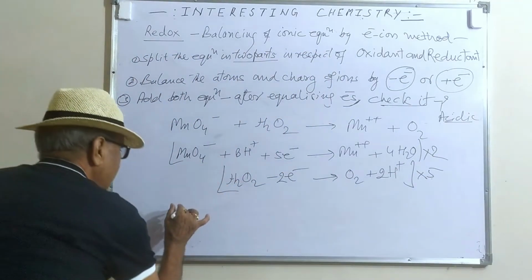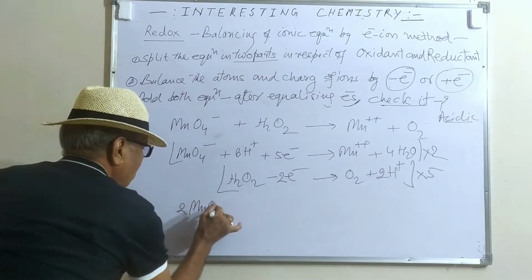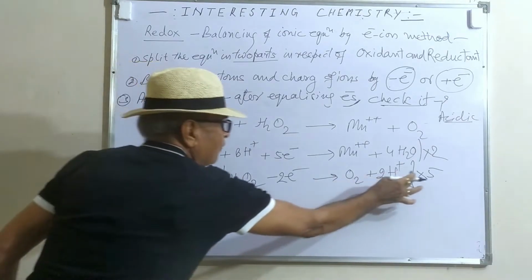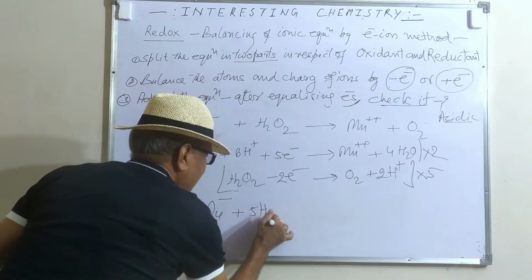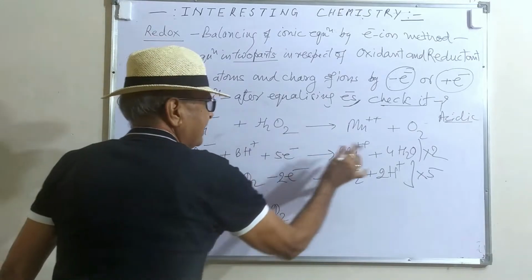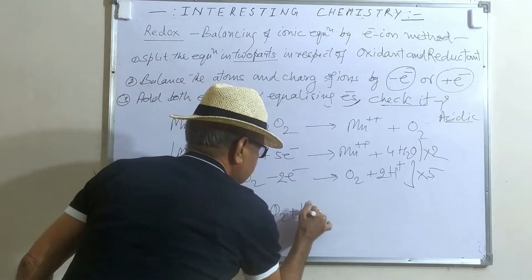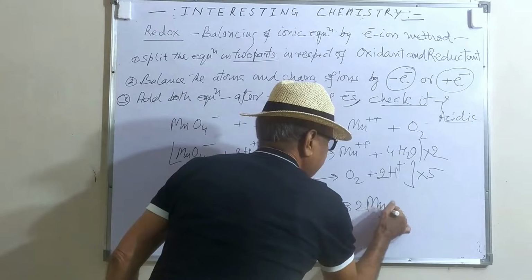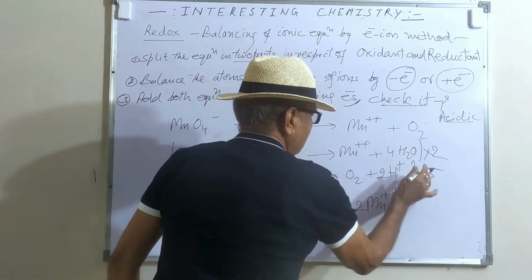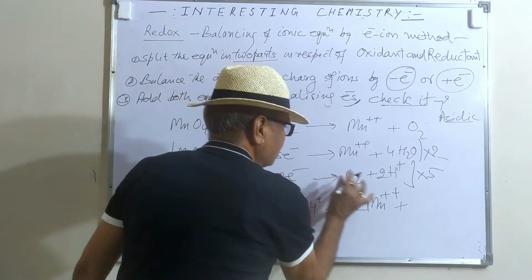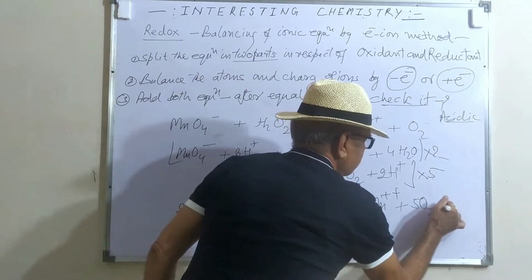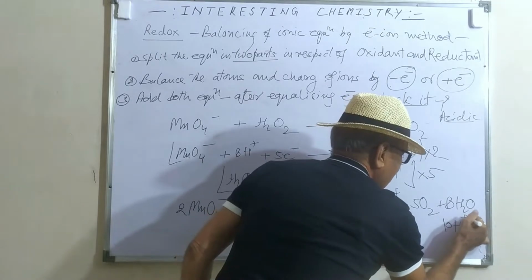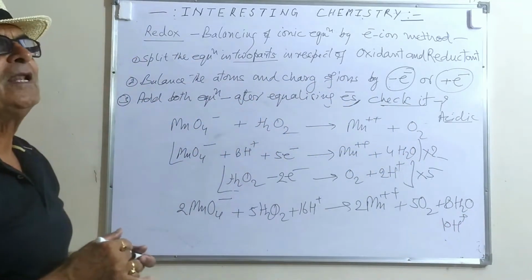So 2MnO4 1 negative plus 5S2O2 plus 16H positive, and right here 2Mn double positive, plus 4 into 8, which is 5O2, plus 8S2O, plus 10H positive. This is our balanced equation.